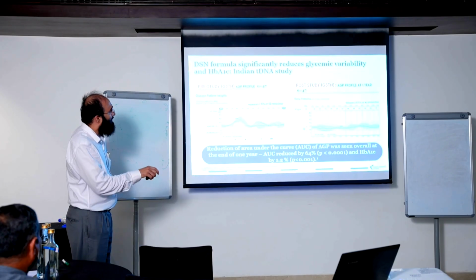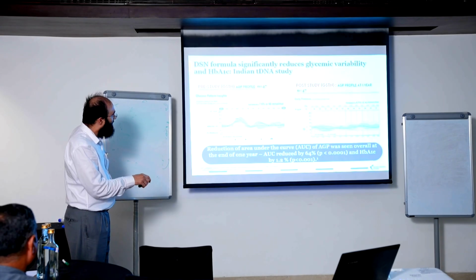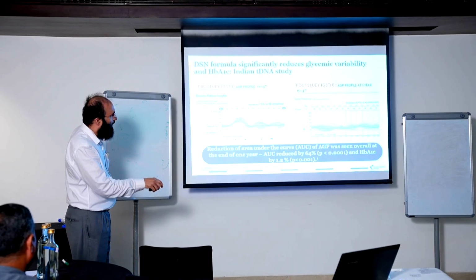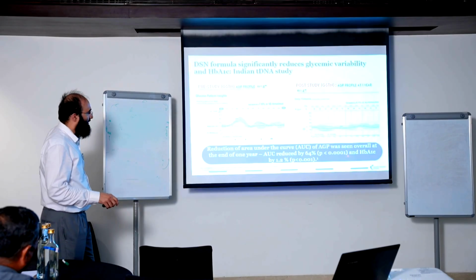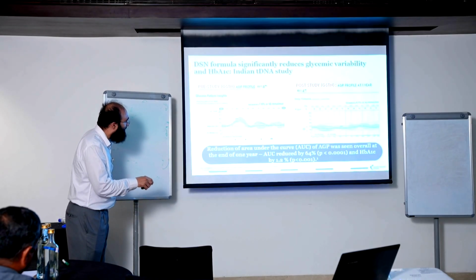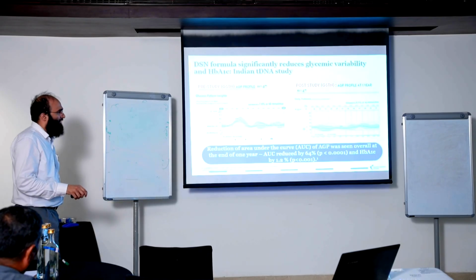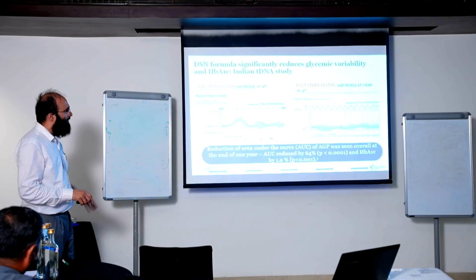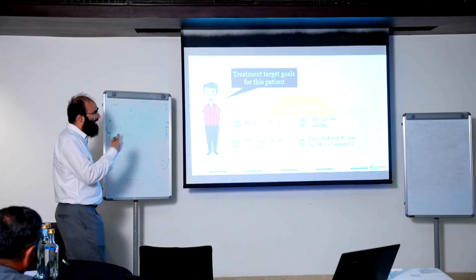After giving DSN to these 47 subjects, when they looked at the daily patterns, this excursion was gone. A reduction in the area under the curve of AGP was seen overall. This is the curve, and this is the area under the curve. The lower the area under the curve, the less the glycemic variability. At the end of 1 year, AUC reduced by 64% and HbA1c by 1.2%.